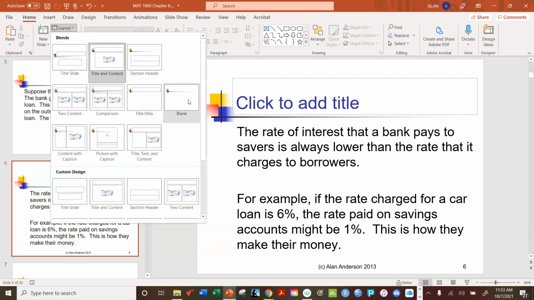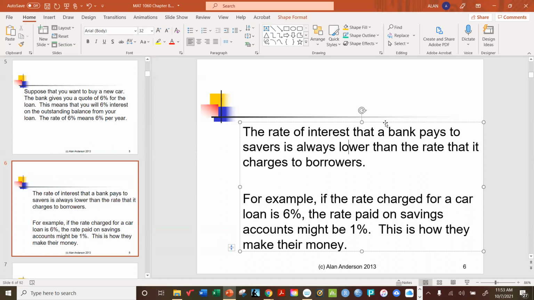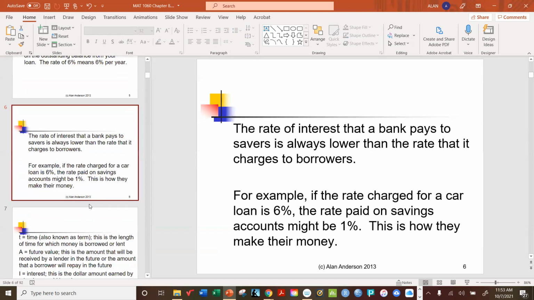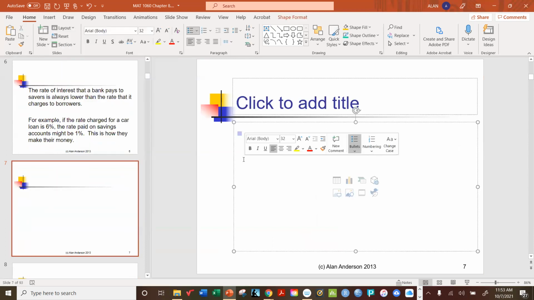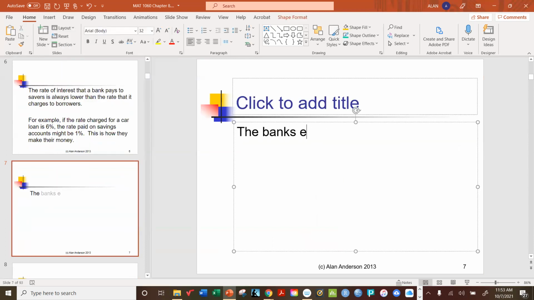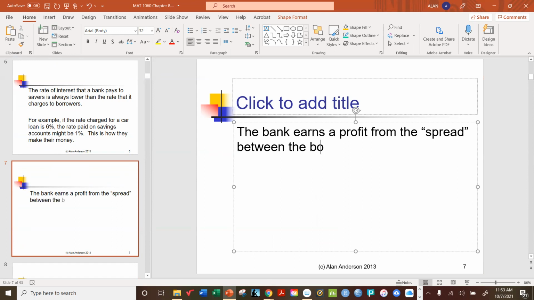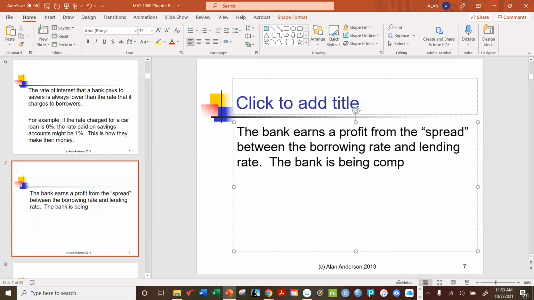Now, what we have to keep in mind with the bank is this. The bank makes its profit from the spread between the borrowing rate and lending rate. The bank is being compensated for the risk that it takes when it lends out money.